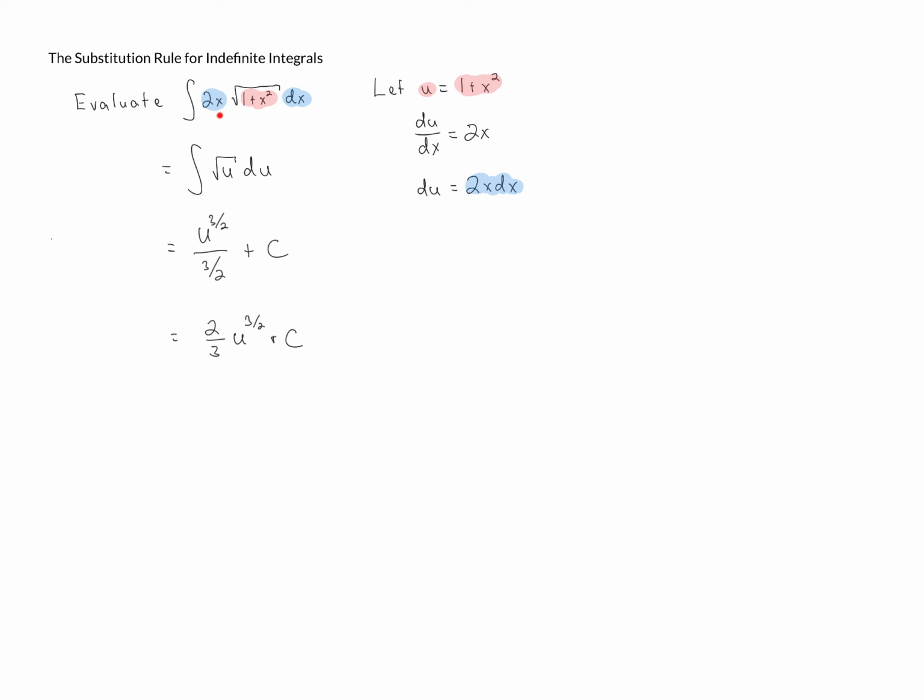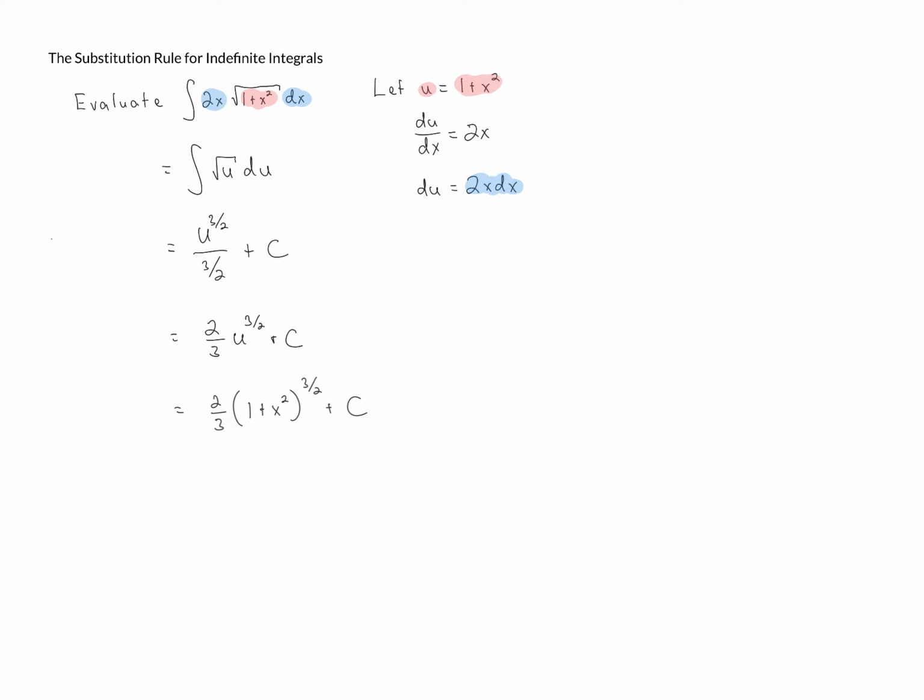Well, we were originally integrating a function of x, so we can't have our answer be a function of u. We need to go back to x, and so we go back to the substitution that we made, and wherever we see a u, we're going to replace that with 1 plus x squared. So in the end, this is going to be 2/3 times the quantity 1 plus x squared raised to the 3/2 plus a constant.